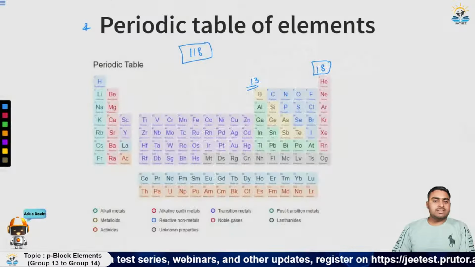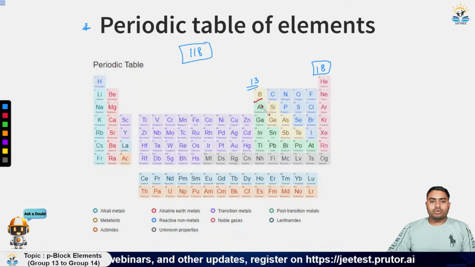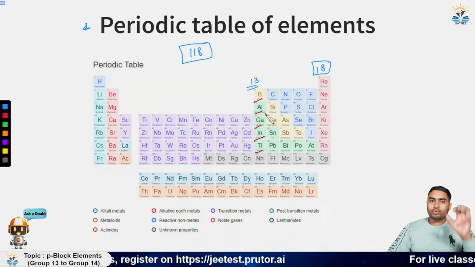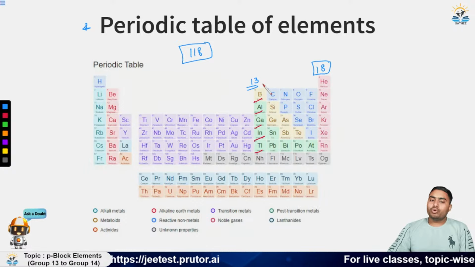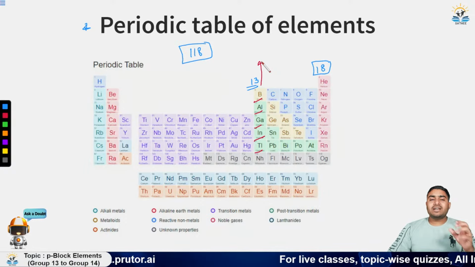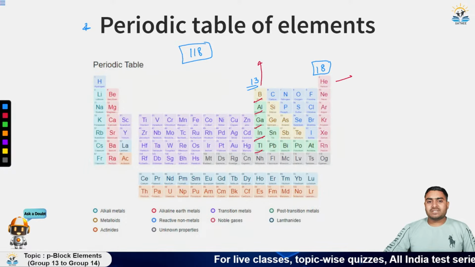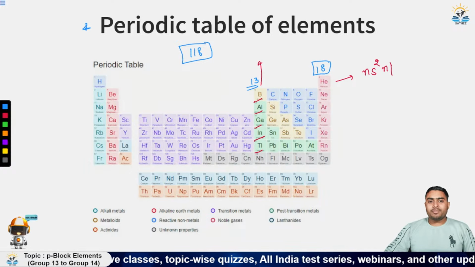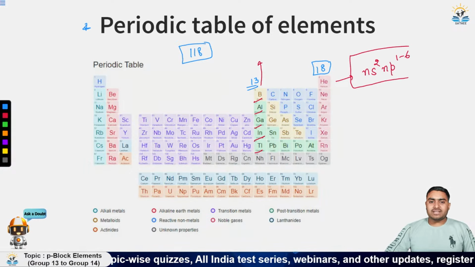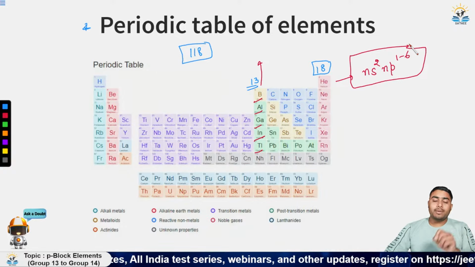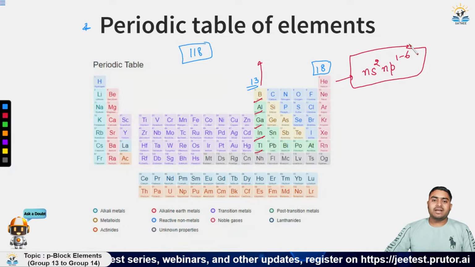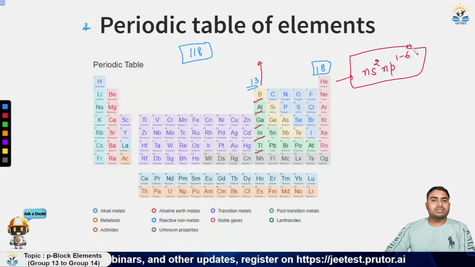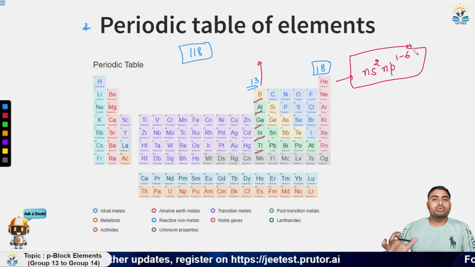You can see the periodic table. Boron, aluminium, gallium, indium, thallium are in group 13, that means the boron family. What is the general electronic configuration for P block elements? The general electronic configuration for P block elements is ns2 np1 to 6, because the last shell electron is entering the P subshell. That's why these elements are categorized as P block elements.